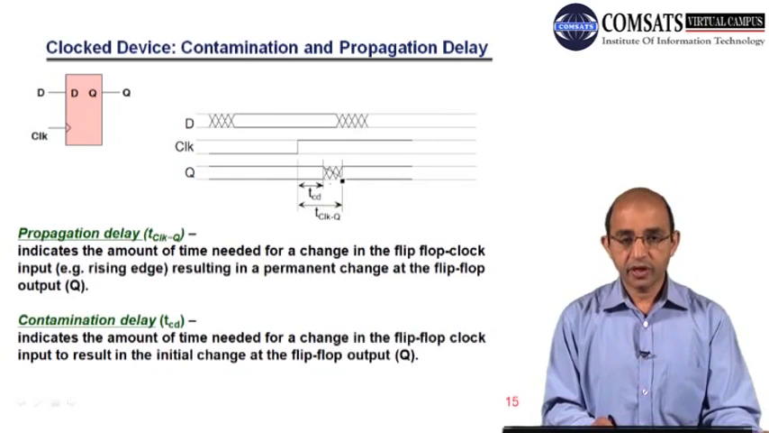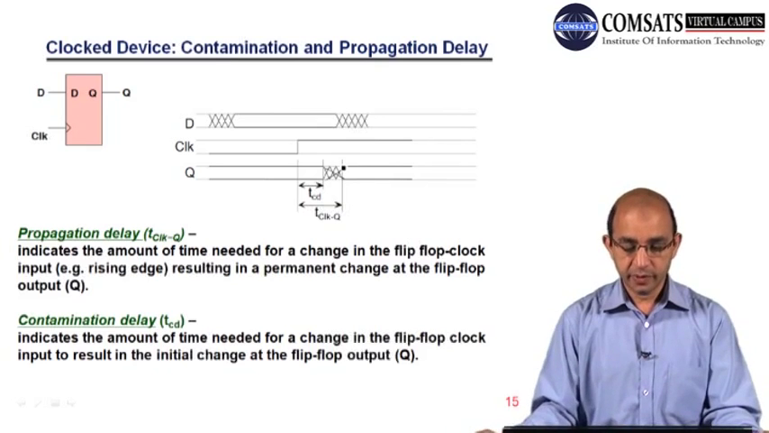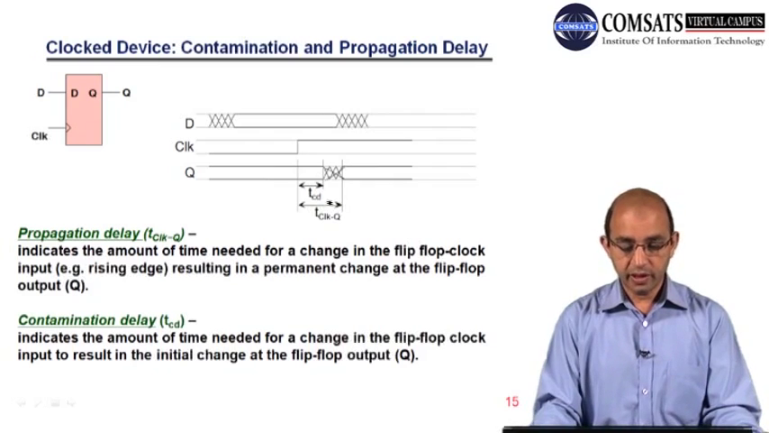So it needs this much amount of time in order to have 0. If it has to go high from 0 to 1, it needs this much amount of time. So here you can see that we have the propagation delay. In the case of sequential logic, the propagation delay also includes TCD, that is the contamination delay. Here we have defined propagation delay, which indicates the amount of time required for a change in the clock input to result in a change at the output.